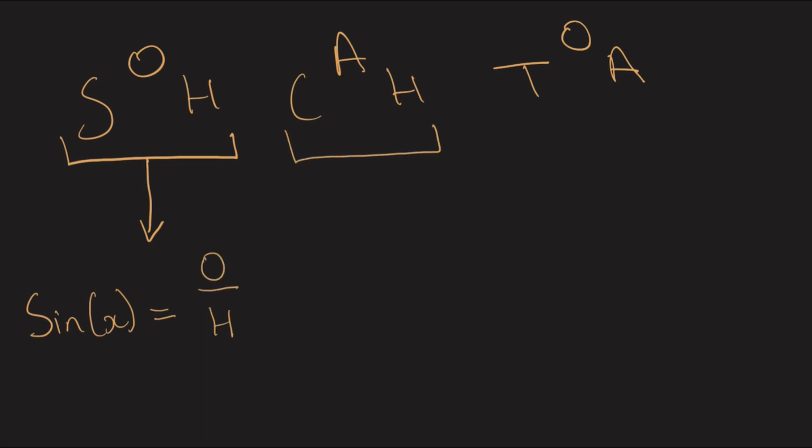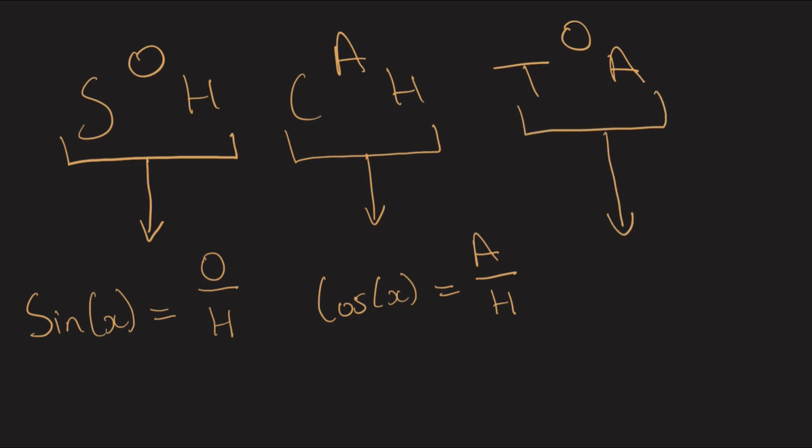CAH means cos, brackets, whatever angle you get given, equals adjacent over hypotenuse. And TOA means tan, brackets x, equals opposite over adjacent.